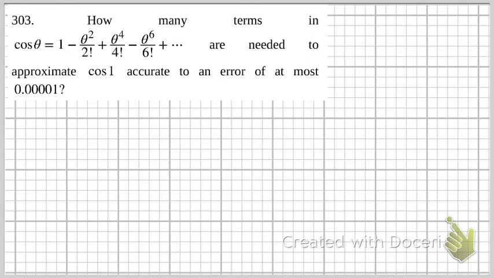Okay, this is from the book, problem number 303 in section 5.5. It says, how many terms in cosine of theta equaling this thing here are needed to approximate cosine of 1, accurate to an error of at most 0.00001? All right, so we're just going to take a look at this problem here. But first, there are some issues that we have to take care of.